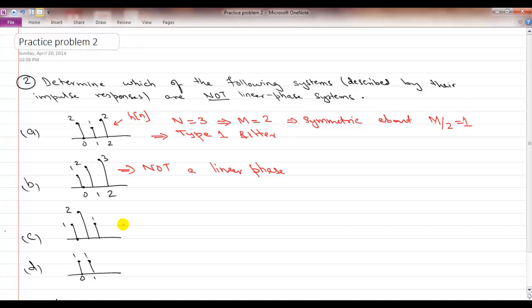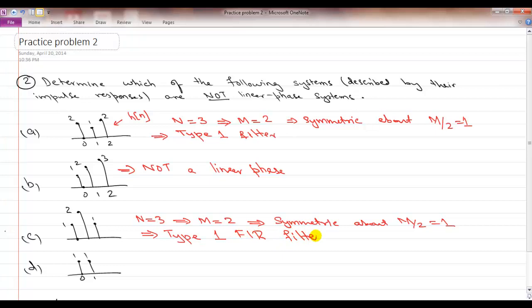Let's come to part C. This looks symmetric, so now we have to verify the other details. N equal to 3. Again, this means M equal to 2, and this is symmetric about M by 2 equal to 1. So this is a type 1 filter and this is a linear phase filter. Let's go to the last part. Is this linear phase or not? Yes, this is linear phase.